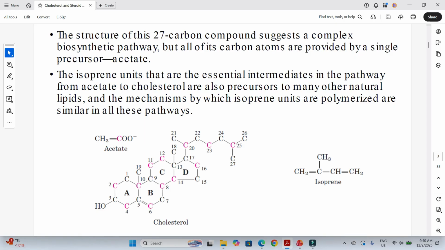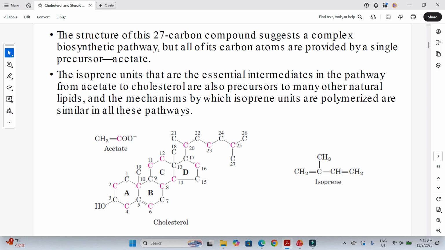Now, despite its complexity and the anticipated complicated biosynthetic pathway that leads to the biosynthesis of cholesterol, remarkably, cholesterol is actually derived from acetate, right? All of the carbon atoms that you see here are derived from acetate, okay? All of its carbon atoms are provided by a single precursor, acetate.